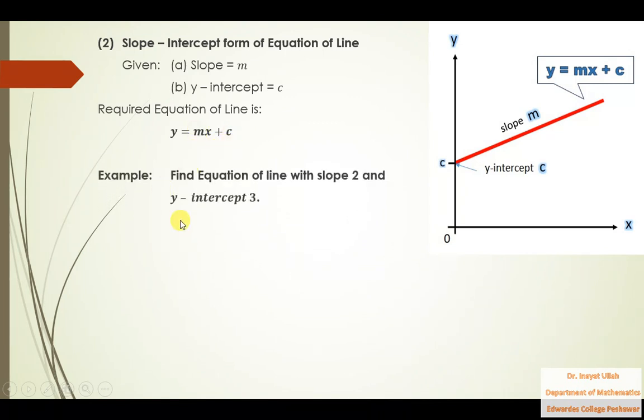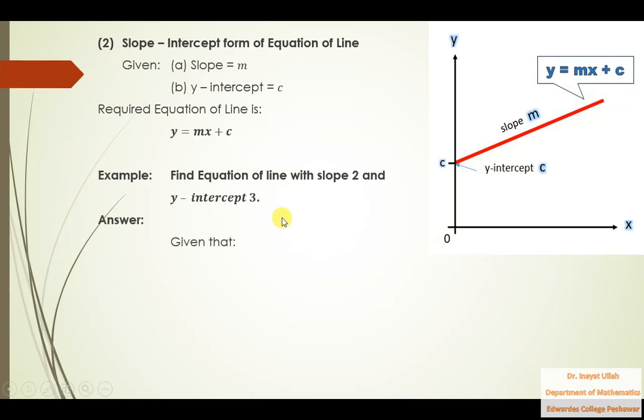So here is an example. The example says: find the equation of line. Remember this statement. We are going to find the equation of line with slope 2. Slope is given to you. Slope is m actually, so m is equal to 2. That is given to you. And y-intercept 3. The y-intercept, which is c, so c is given to you as 3.